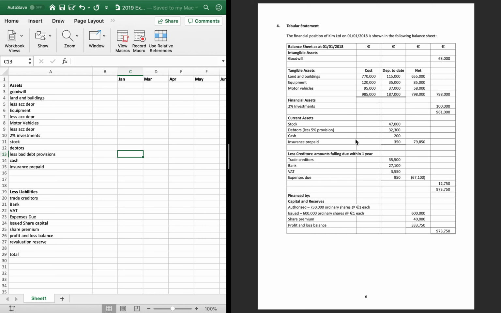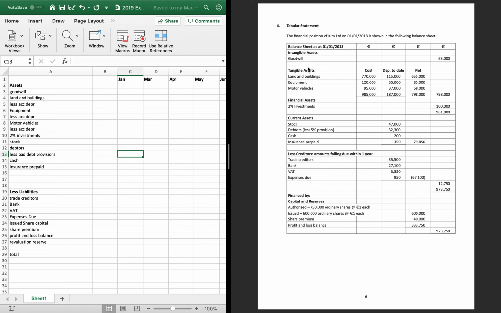So just with the tabular statement, the important thing really early doors is the layout. We're going to list all of our assets and then list all of our liabilities. So top half of our page we list our assets. Bottom half of our page we list our liabilities. There will be a specific sheet given to you for tabular statements in the leaving cert insert, so it's not one-to-one, so you have to rule out yourself.